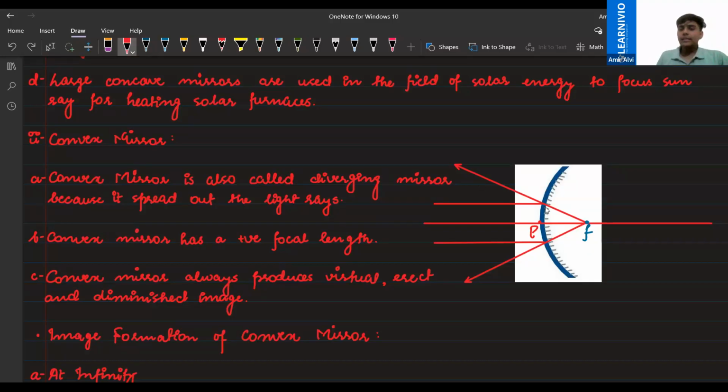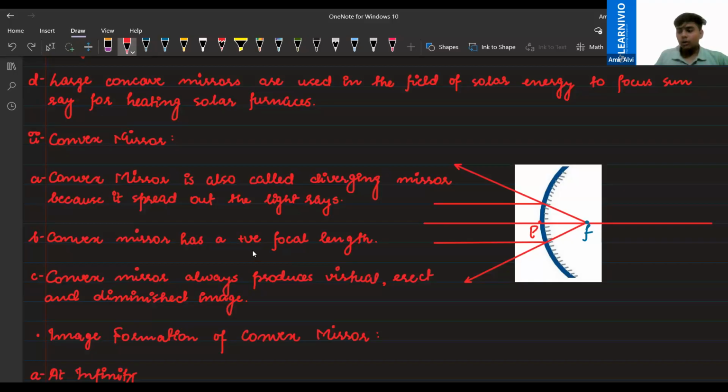So we extend the lines in the backward direction, and you will see that the parallel light rays meet again at the focus, but only when extended. That means it is virtual, because actually they are not meeting. We have extended them in the backward direction. Yes or no? Any doubt so far?